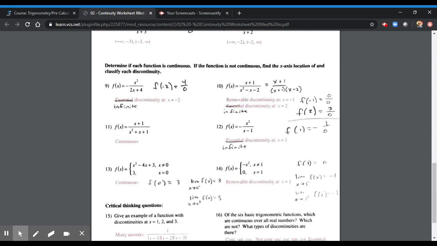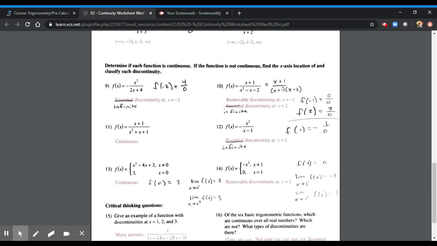All right, let's take a look at here. X plus 1 all over x squared plus 1 plus 1. Well, that would be a continuous function because there is no real number that would make this a 0 denominator. So it would be continuous. Number 12, f of x equals negative x squared divided by x minus 1. Well, I can tell at 1, I'm going to have a 0 denominator. So f of 1 is equal to negative 1 over 0. Well, that's going to be an infinite discontinuity at x equals 1.